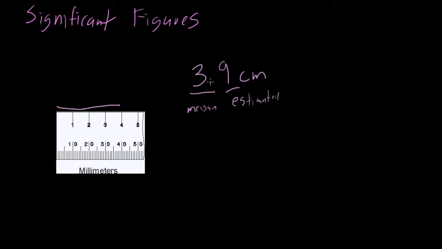Alright, so when we're actually gathering data, the digit that we actually measure, in this case 3, is significant, and then the digit that we have to estimate is also significant. Now this could be as little as 3.85 or as much as 3.95, or it could be anywhere in there. Alright, let's do it again, but this time let's use the millimeter side.